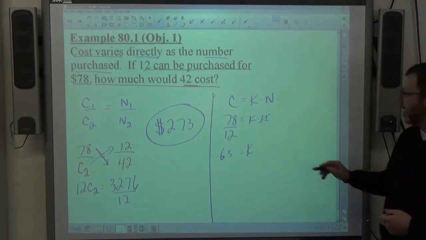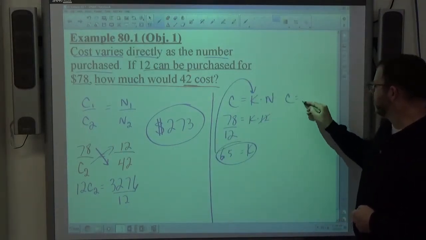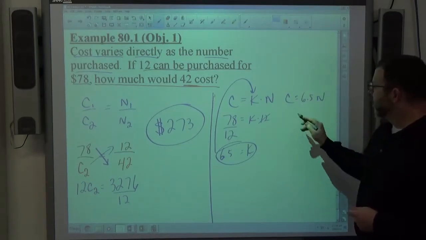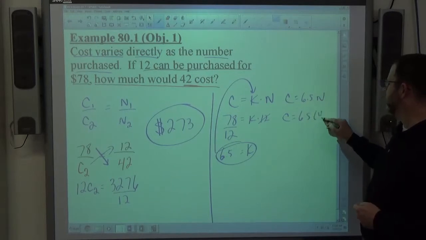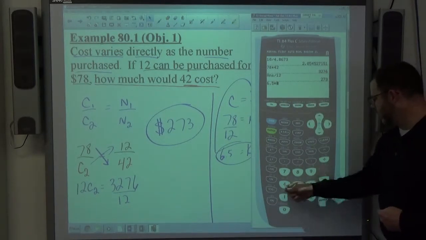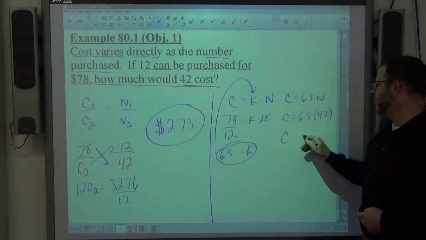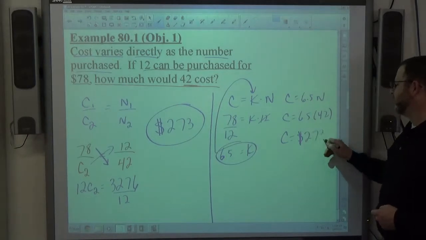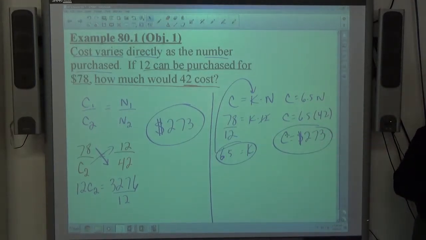And then once you know what K is, then you go back up here, put K right there, so now C is equal to 6.5N. So then what would the cost be for 42? C is equal to 6.5 times 42. And then if you type that in the calculator, 6.5 times 42 comes out to 273 also, thankfully. It'd be bad if it came out to a different answer, since it's the same problem. But both methods work, both methods get the right answer.